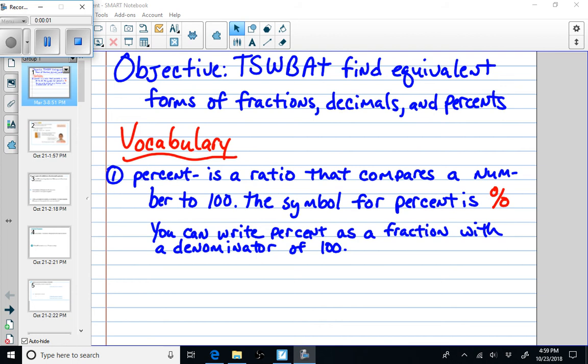Our lesson today is to be able to find equivalent forms of fractions, decimals, and percents. What do we mean by a percent? A percent is a ratio that compares a number to 100. The symbol for percent looks like this. You can write percent as a fraction with a denominator of 100.